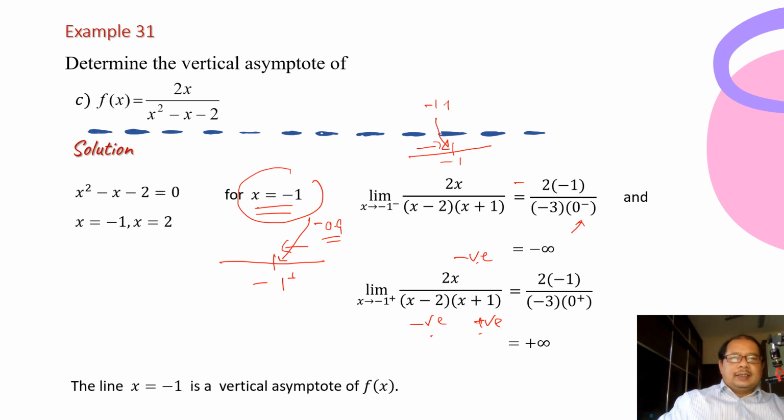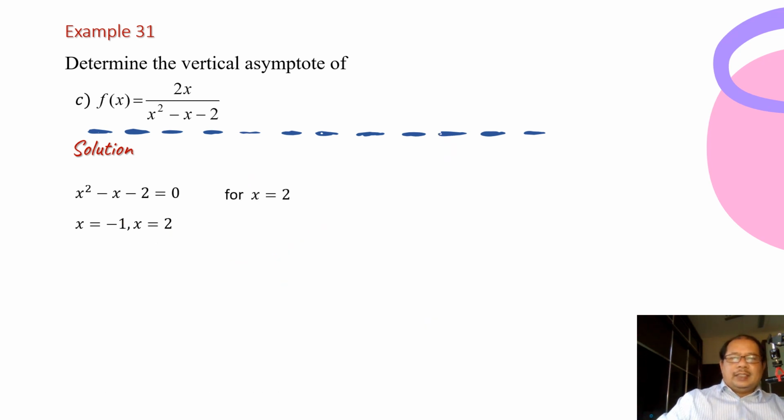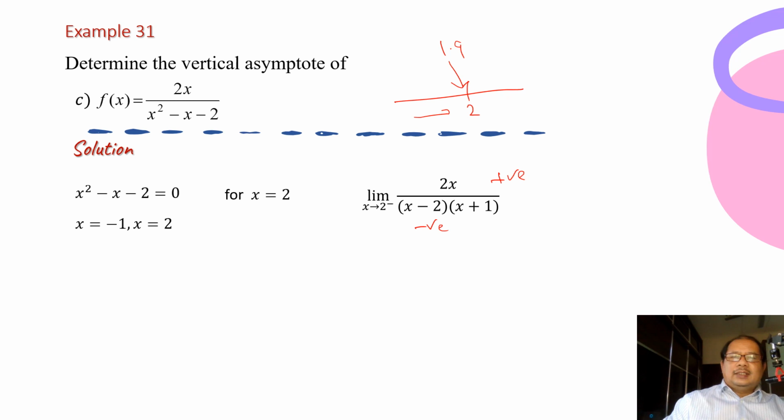So we can test the other line here, x equal to 2. For the limit as x approaches 2 from the left, that means you take 1.9. 1.9 times 2, you get a positive. 1.9 minus 2 is a negative. 1.9 plus 1 is a positive. So negative times positive is negative. So the answer is negative infinity.